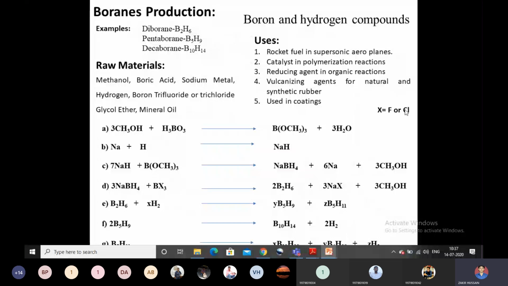So this X is nothing but fluorine or chlorine, depending on whichever reactant we are choosing. NaBH4, sodium borohydride, will react with the boron trifluoride or trichloride and give diborane, which is in the gaseous form, with the liberation of NaX, where X is fluorine or chlorine. Then 3 molecules of methanol will be liberated.